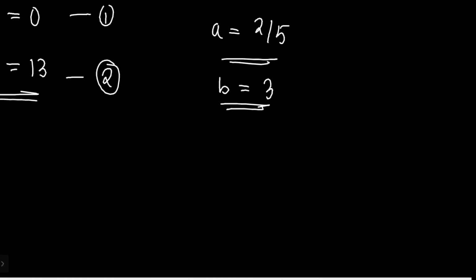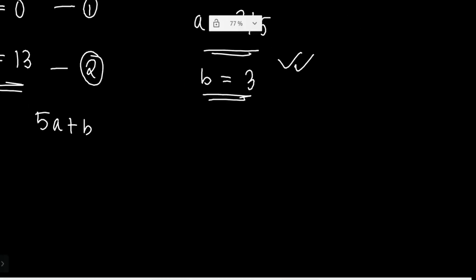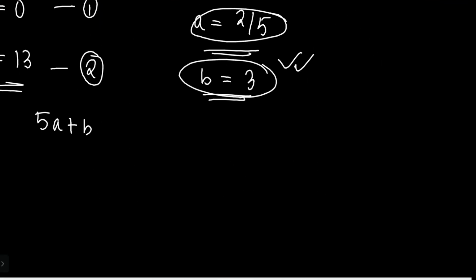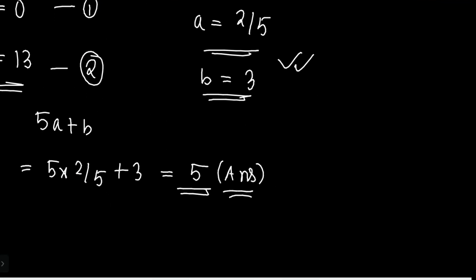Now we have to find out the value of 5A plus B. This calculation you can do yourself, I'm not doing it. So if you solve this, you will get A equal to 2 by 5 and B equal to 3. Therefore, we have to find the value of 5A plus B. So 5A plus B means 5 into 2 by 5 plus 3. That means it is 5. So the final answer will be 5, and here option C is correct.